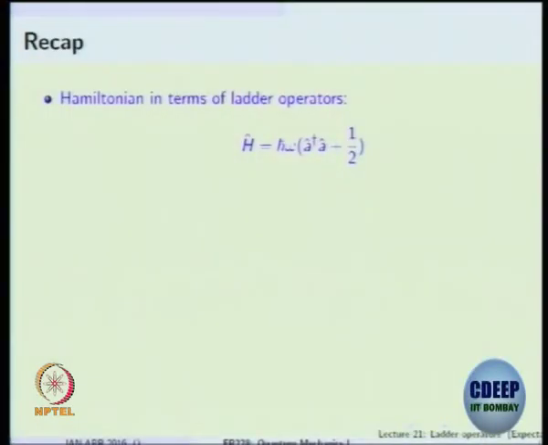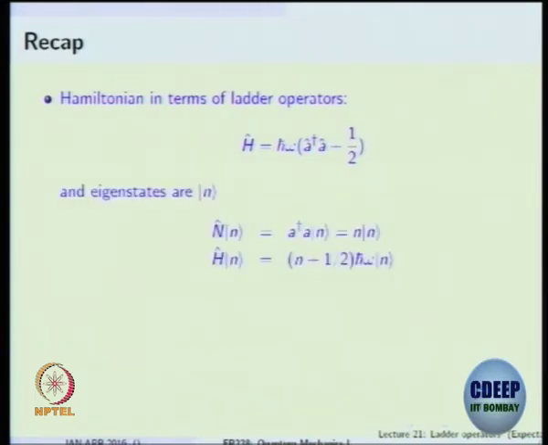So let's just recap what we did in the last lecture. The Hamiltonian in terms of ladder operators is a dagger a plus half, multiplied by h cross omega, dimensionally correct. A dagger a is the number operator, which is dimensionless, and its eigenstates are denoted by the ket n. The number operator on the ket n, nothing but a dagger a, has eigenvalue n, and n's are integers. This also we have argued last time.